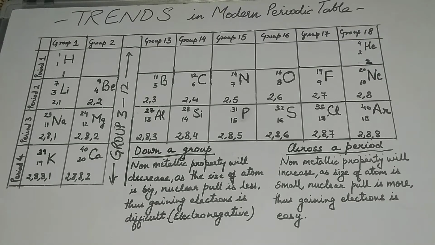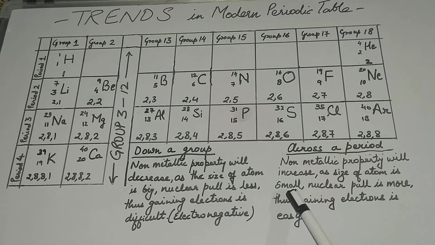Discussing the non-metallic properties now. The non-metallic property down a group is going to decrease because the size of the atom has become big, which means that the nuclear pull has become less. If the nuclear pull becomes less, then accepting electrons or gaining electrons is going to become difficult. And this property of gaining electrons is known as electronegativity. This is electronegativity.